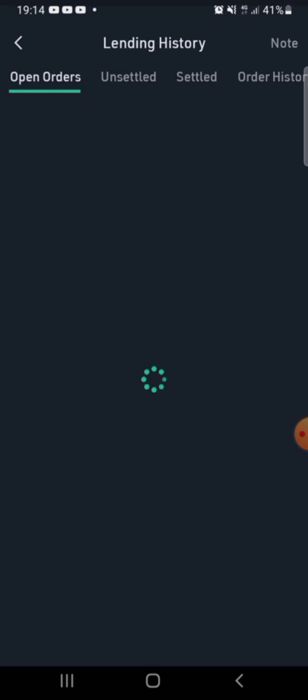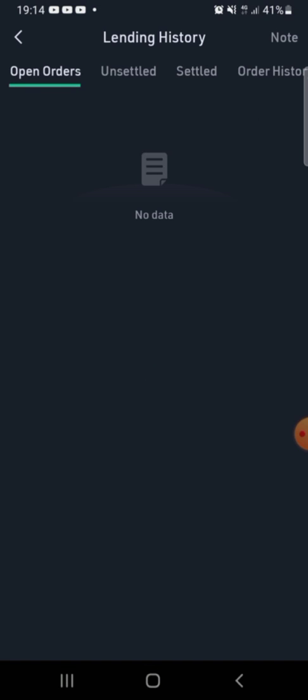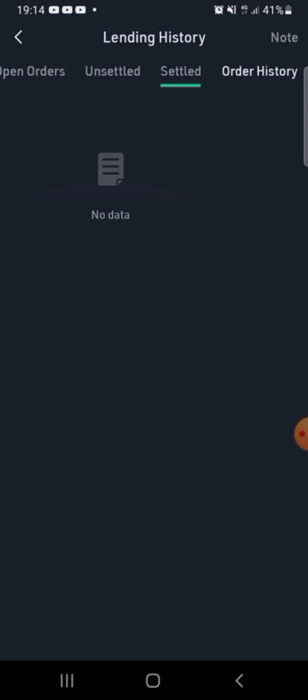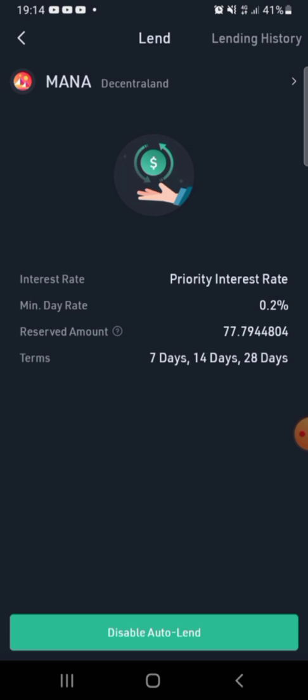I think once the borrowers start borrowing my stuff, the lending history will have some information. But for now, it's empty, and you could always disable auto lend and get your funds back at any time. KuCoin doesn't hold on to your funds, so if you want to stop lending, you can do so at any time.